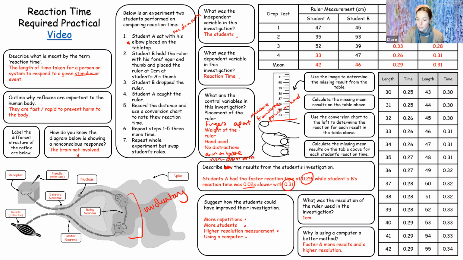What was the resolution of the ruler used in the investigation? I would disagree. I'd say that was 0.5 centimeters resolution, because you got the values in between there. And why is using a computer a better method? It's faster, more results, and a higher resolution. So you'll probably get to 2 decimal places and a lot more professional.